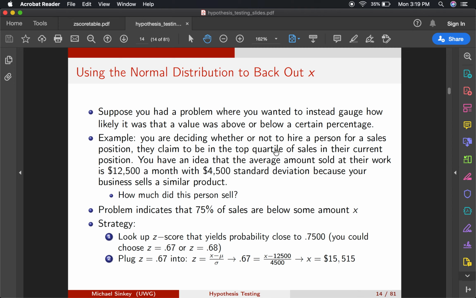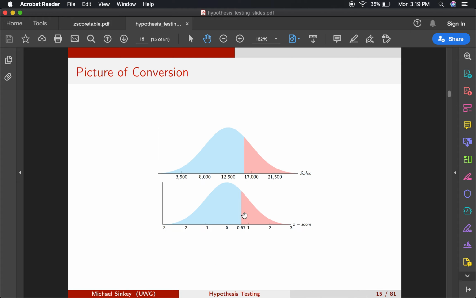Okay, so they claim to be in the top quartile, the top 1/4, and the problem indicates that 75% are below some X. So just to take a look at the picture, it looks something like this. They are in this red. You're not exactly sure where the red is. You know that 12.5 is your number, and you're trying to convert that in some way to something that you can look up in the Z table.